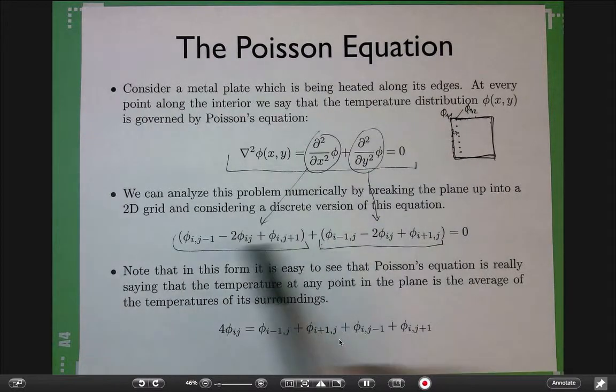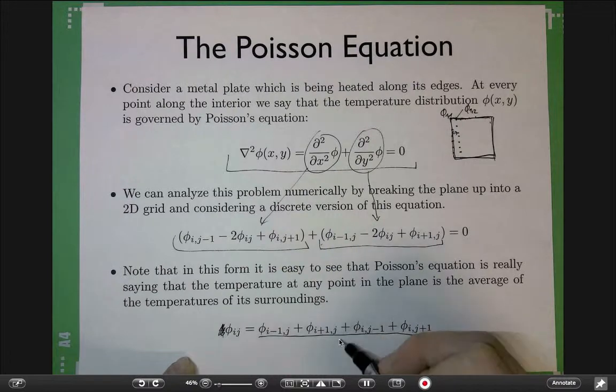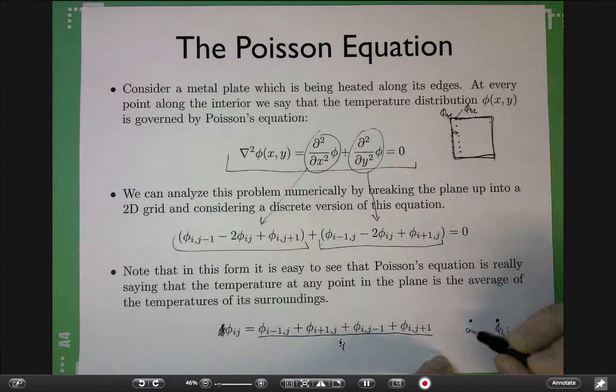So looking at this equation, you can also rewrite it. You can rewrite it like this. Actually, maybe even better is to rewrite it like this. That's equivalent. So this equation wants phi_ij to be equal to these four guys. So let me draw a picture. This is phi_ij. This is phi_i-1,j. This is phi_i+1,j. Here is phi_i,j+1. And here is phi_i,j-1, right?